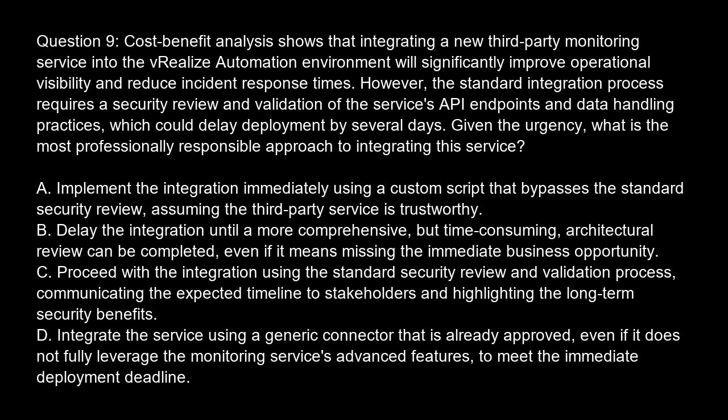Option A. Implement the integration immediately using a custom script that bypasses the standard security review, assuming the third-party service is trustworthy. Option B. Delay the integration until a more comprehensive but time-consuming architectural review can be completed, even if it means missing the immediate business opportunity. Option C. Proceed with the integration using the standard security review and validation process, communicating the expected timeline to stakeholders and highlighting the long-term security benefits. Option D. Integrate the service using a generic connector that is already approved, even if it does not fully leverage the monitoring service's advanced features, to meet the immediate deployment deadline.